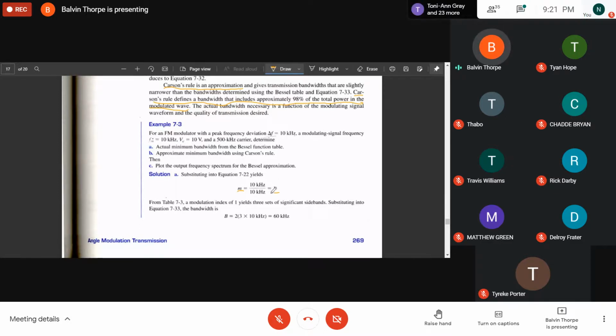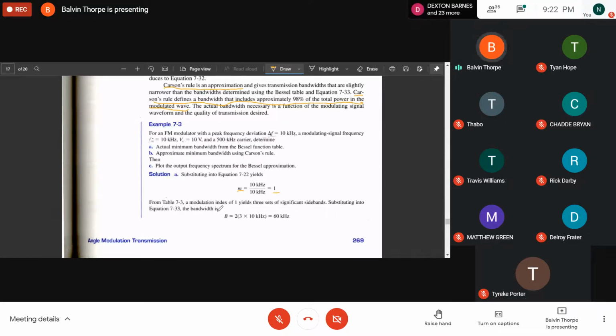So here, we found that our modulation index is 1. When our modulation index is 1, we know how many significant side frequencies we are going to have. We know that it's 3 significant side frequencies. So, the Bessel function says that the bandwidth equals 2 times N times FM. N is the number of significant side frequencies, which was 3. FM is 10K. So 3 times 10, that's 30K. And that 30K times 2 gives you 60K for the bandwidth using the Bessel function table.